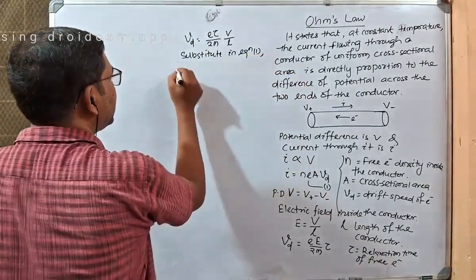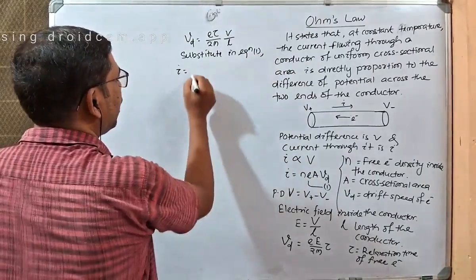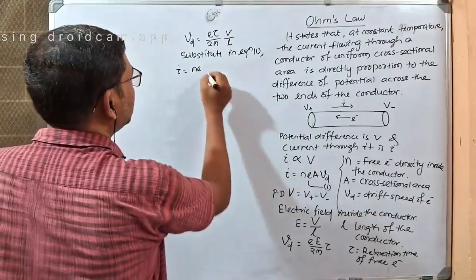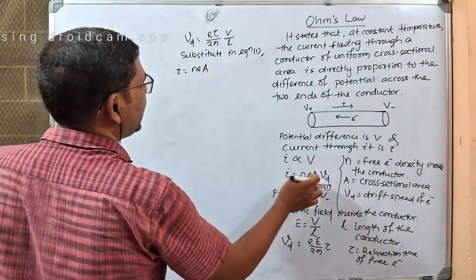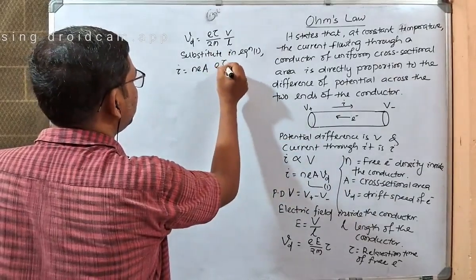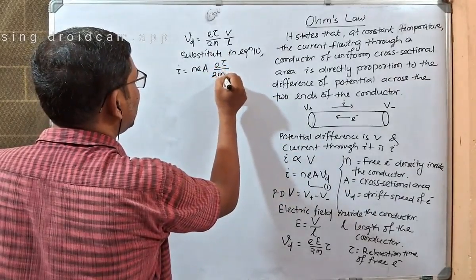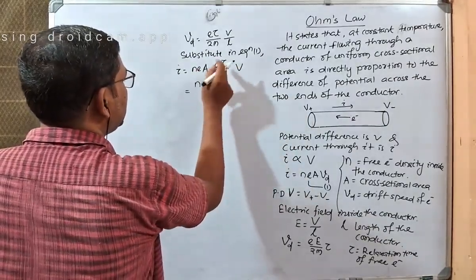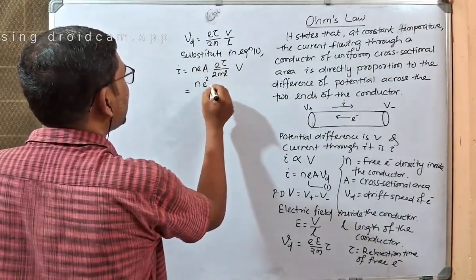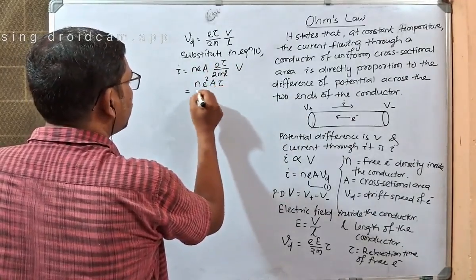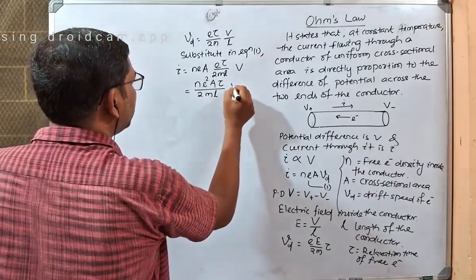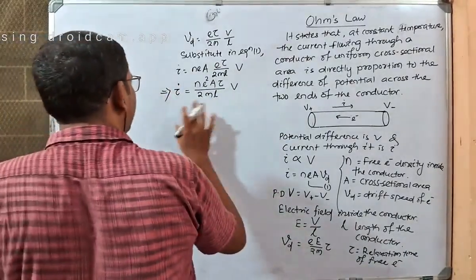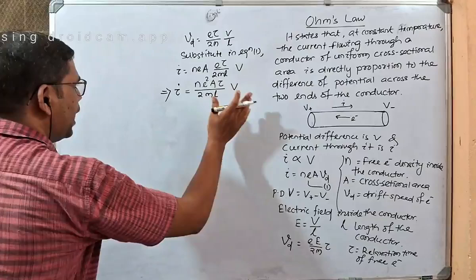What do we get? Current I is equal to n e A Vd. In place of Vd, we write eτ/2mL into V, the potential difference. So this is I = n e² A τ/(2mL) V. This is the complete relation between current and potential.